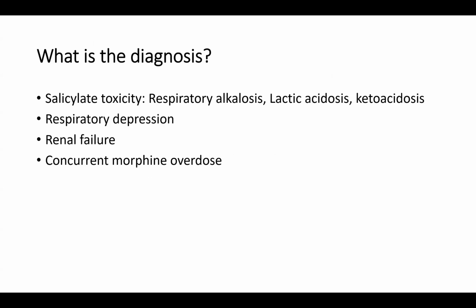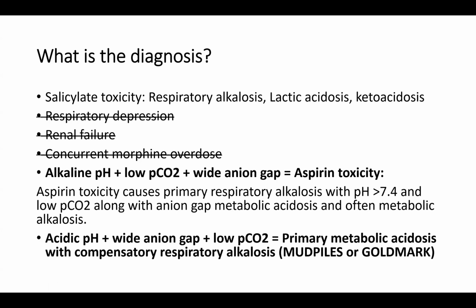So this is classic salicylate toxicity where you get respiratory alkalosis, lactic acidosis, ketoacidosis. Salicylates actually block the Krebs cycle. So you get a lot of different acids. Like it gets diverted to the lactic acid cycle, but if you were to measure citric acid, alpha ketoglutarate, everything will be up. So whenever you see alkaline pH, low PCO2, wide anion gap, think of aspirin toxicity.